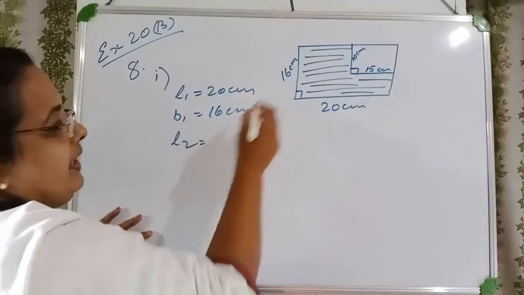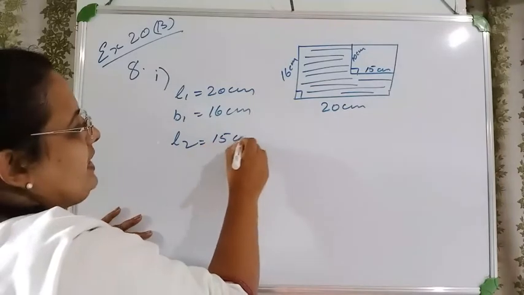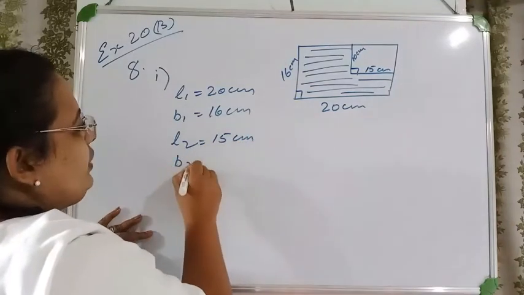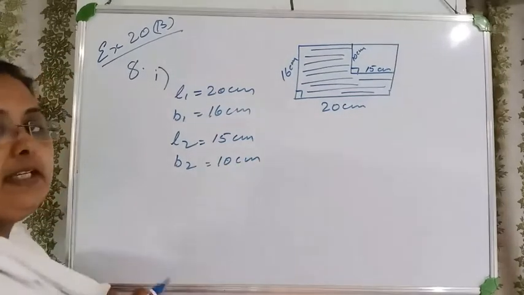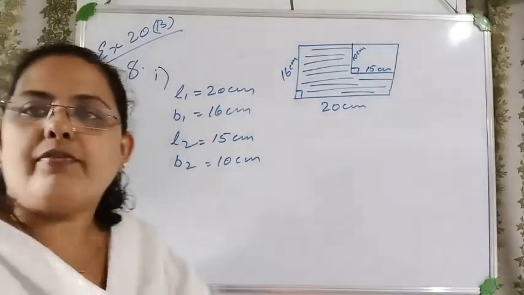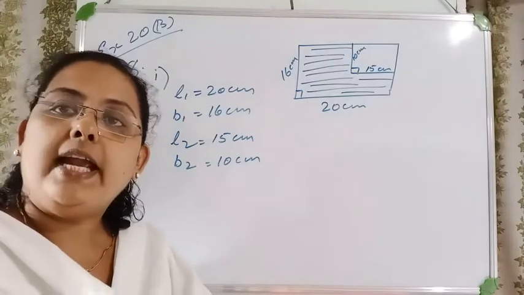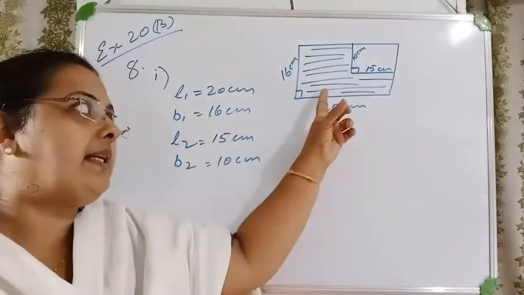L2 is the length of the smaller rectangle, that is 15 centimeters, and B2 is the breadth of the smaller rectangle, that is 10 centimeters. Now, what do you have to find? We have to find the area of the bigger rectangle.